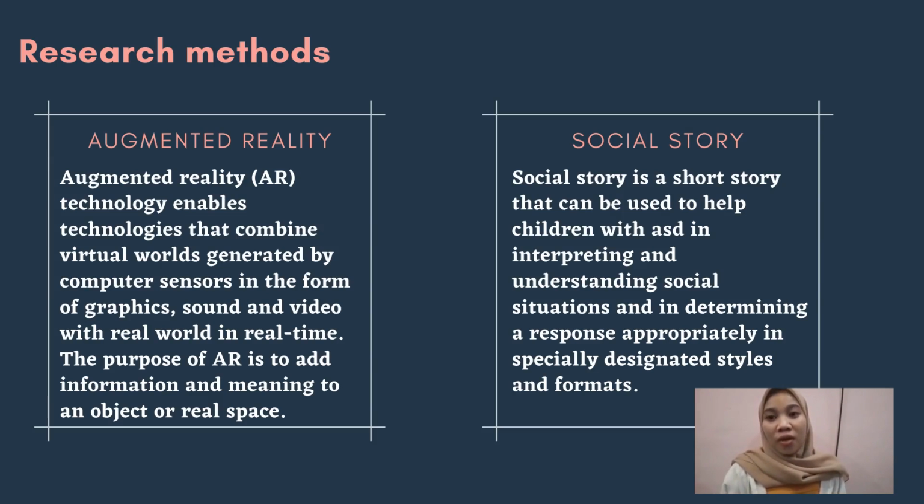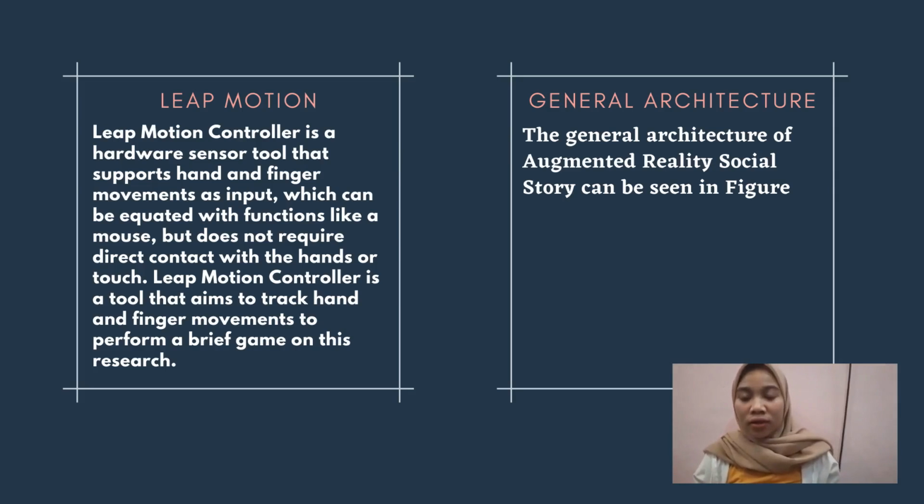Research method. There are 4 research methods in this paper. For number 1, augmented reality and social story. Augmented reality here is the technology to be used, and the social story is displayed as a therapy for children with autism spectrum disorder. The next are Leap Motion and general architecture. Leap Motion controller is a tool that aims to track hand and finger movement to perform a brief game in this research. The general architecture of the augmented reality social story will be explained by the picture below.